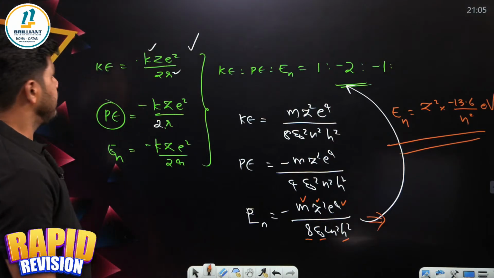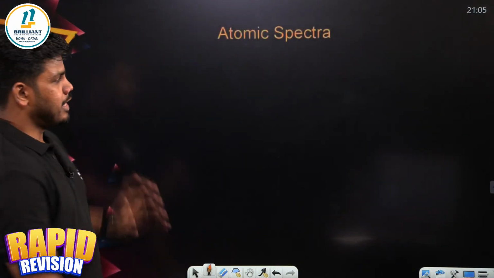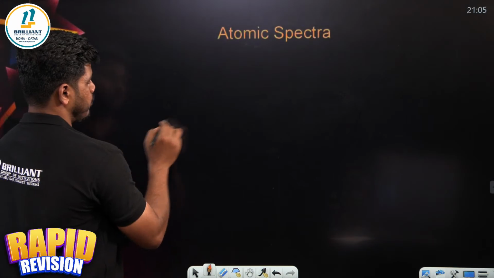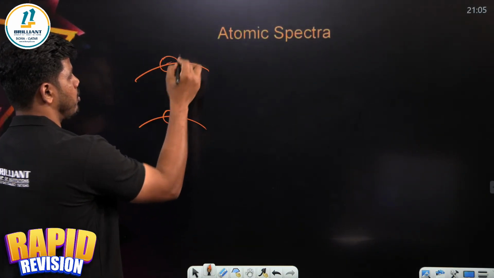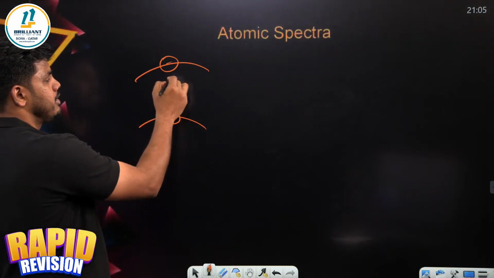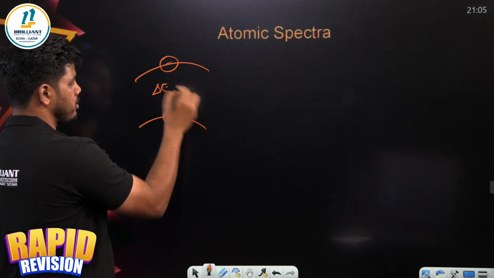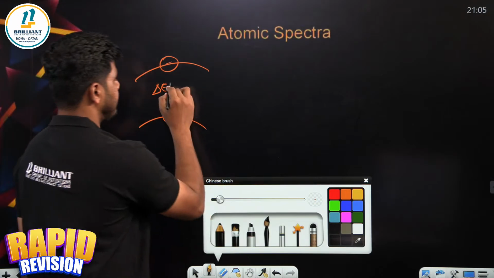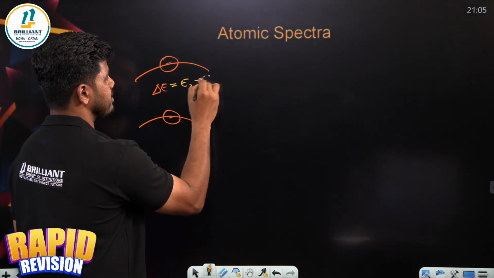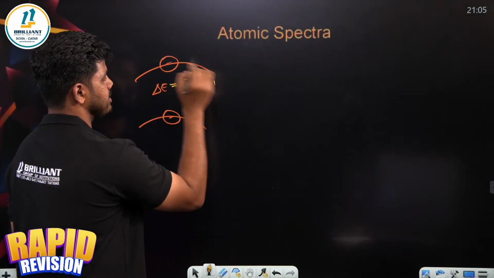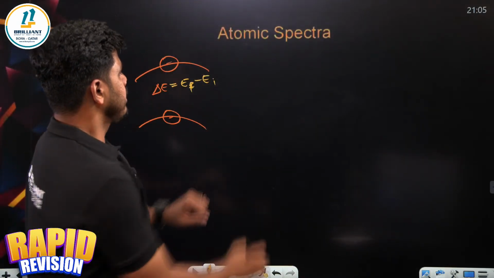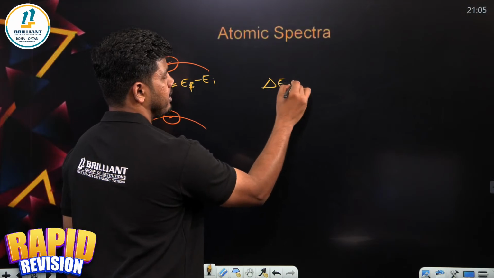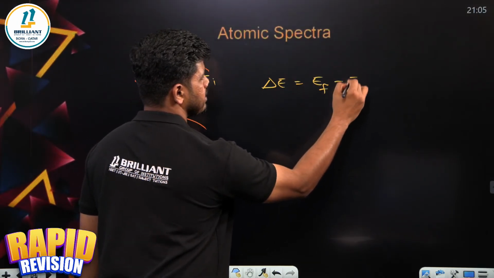Okay, fine. Then atomic spectra. Atomic spectra is like when an electron is excited from one orbit to another, or comes back, de-excites. There is an exchange of energy according to the third postulate of the Bohr atom model. Delta E is E2 minus E1, right? Or Ef minus Ei, energy final minus energy initial. That delta E is Ef minus Ei.